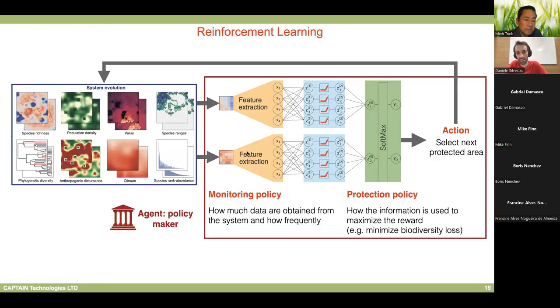And then the system feeds into a monitoring policy that is basically extracting features from this system. For example, number of species per cell, population trends, and other variables. And these variables basically reflect what we can actually monitor in a real landscape, the type of data that a scientist can go out there and collect in the real world. Then we use a deep neural network here to translate these features into action. And the action will be selecting the next area. And this will also take into account the budget that we have.